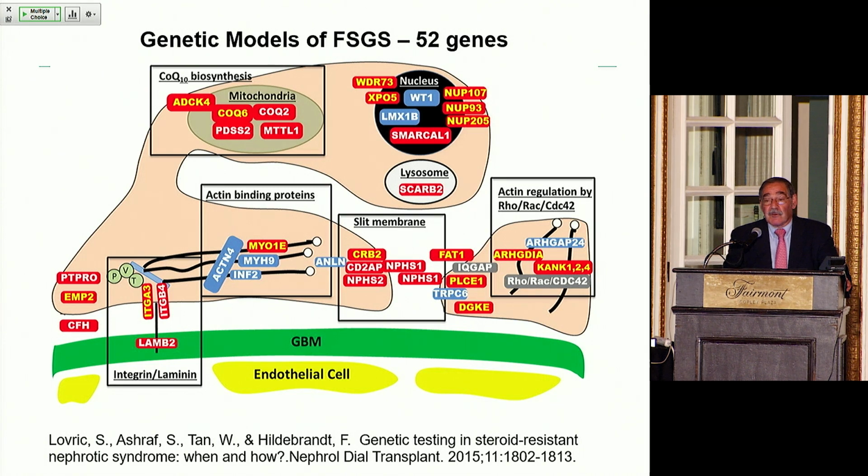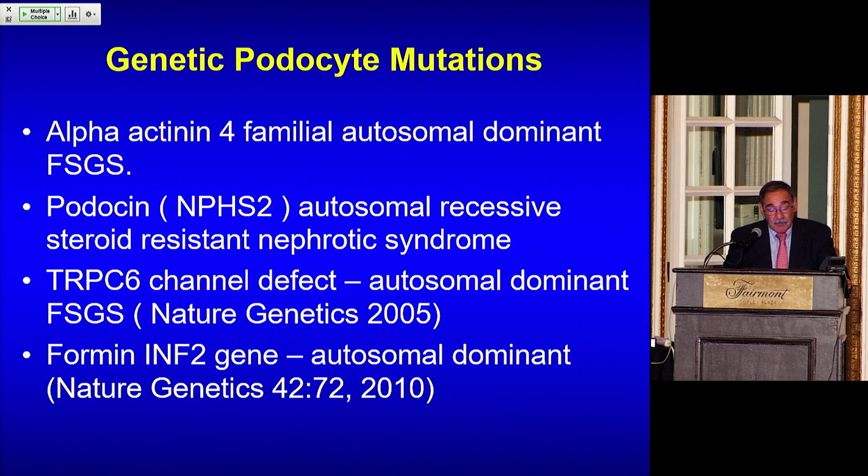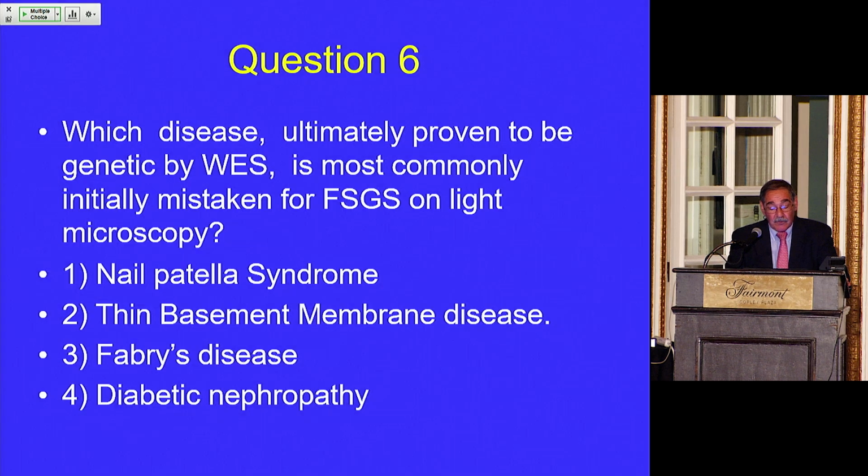Again, podocin is autosomal recessive. The others are autosomal dominant. And here we go. This just says exactly what I said, and you have this in the syllabus.